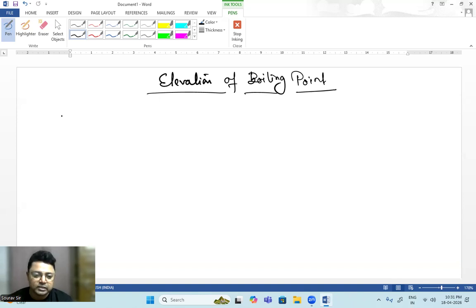What is the other thing? The other solvents like hexane, which are less polar than water, ethanol, methanol, dichloromethane, ethers, they have lower boiling points. So why this difference? When we are saying that different solvents have different boiling points, why is it so?